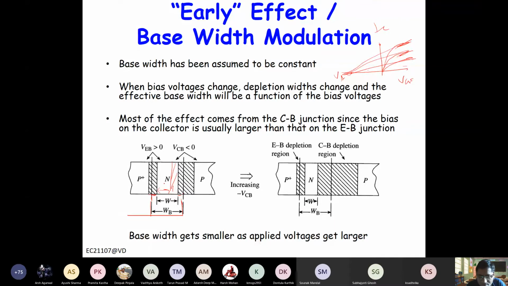So now for the narrow base, what happens? Your carriers which are injected, their slope will be increased because now this is the depletion region, so now it has to go to 0 here. So the slope will be more. So your currents IEP and ICP will increase. So your IE and IC will increase. Now, how does it increase? How does the width change?